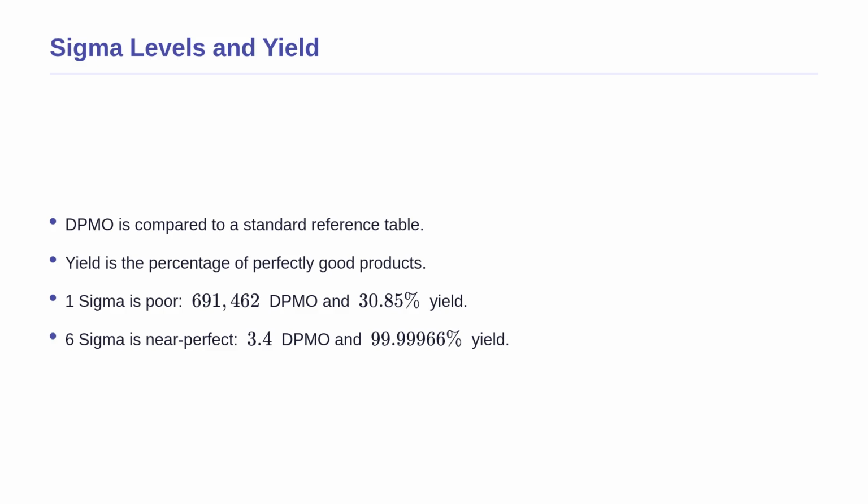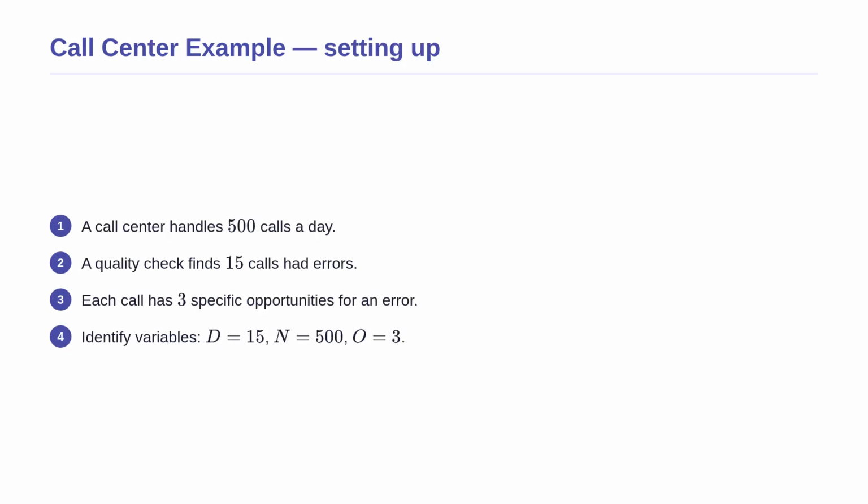Once we calculate that metric, we need to know if our number is good or bad. We do this by comparing it to a standard reference table that maps sigma levels to defect rates and yield percentages. Yield simply means the percentage of products that are perfectly good. A 1 sigma level is very poor, with a yield of only 30%. But as you improve to 4 or 5 sigma, your yield jumps to over 99%. The ultimate goal, Six Sigma, represents a near-perfect yield of 99.99966%.